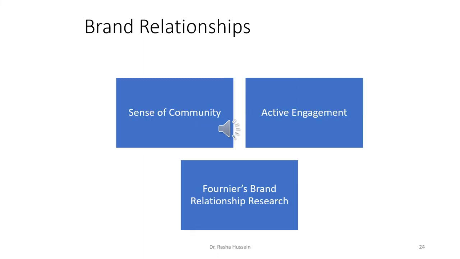In this slide, we will continue the other dimensions of brand relationships, particularly sense of community and active engagement, and another one, which is Fournier's brand relationship research. With respect to sense of community, one interesting concept that has been proposed is what we call social currency. What is social currency? They said the extent to which people share the brand or information about it as part of their everyday social lives at work, at home, etc.